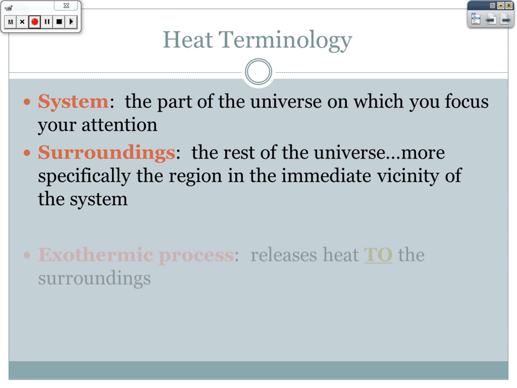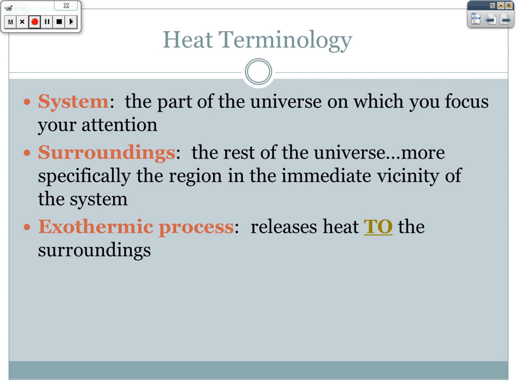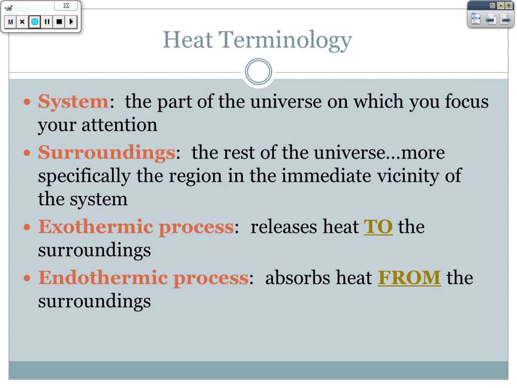We can have exothermic processes, which release heat to the environment, to the surroundings. And then you have endothermic processes, which absorb heat from the surroundings. So exothermic processes release heat to the surroundings, endothermic processes absorb heat from the surroundings.